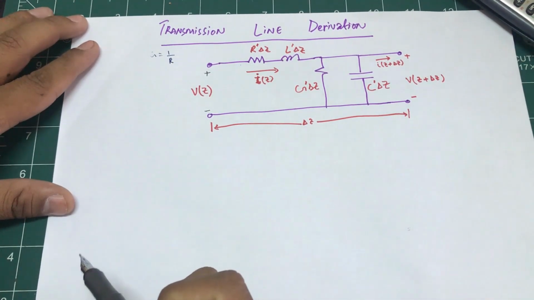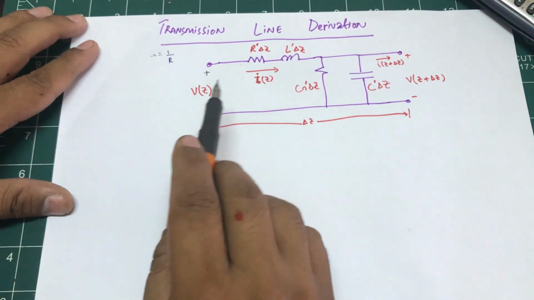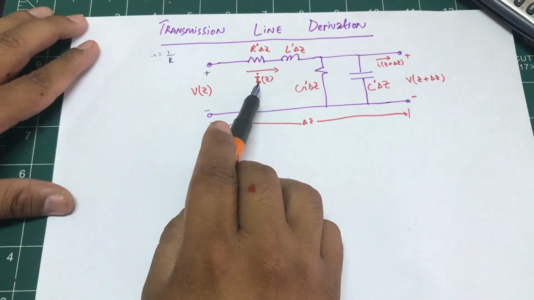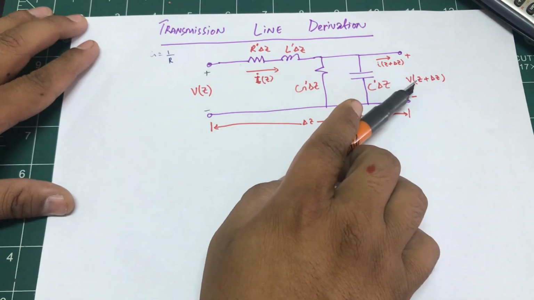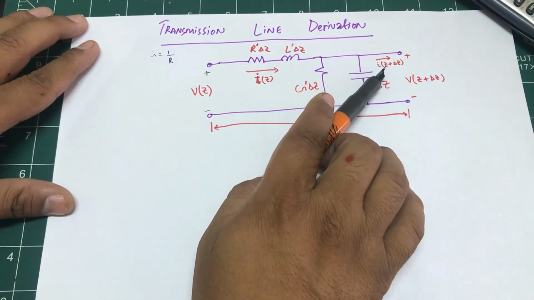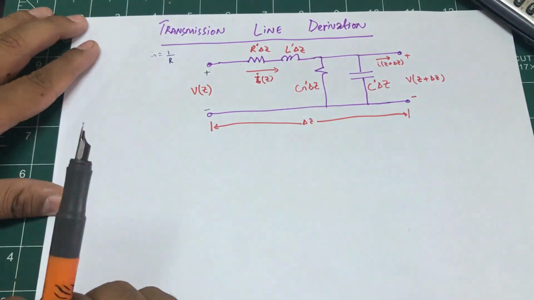All right, so the first thing I'm going to do, if I were to look at this particular circuit, the first thing that I will observe is that I'm given some voltage value. Then I have a current, which is I of Z, flowing through it. And then I also have voltage at some distance, V of Z plus delta Z, and then some current I of Z plus delta Z, with respect to that distance.